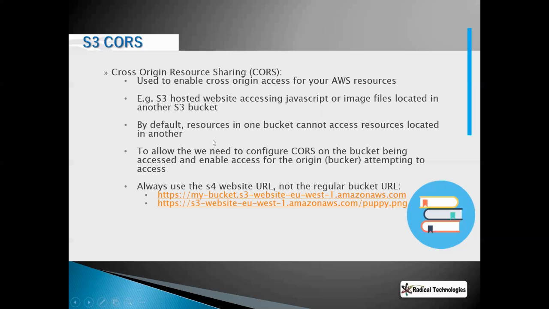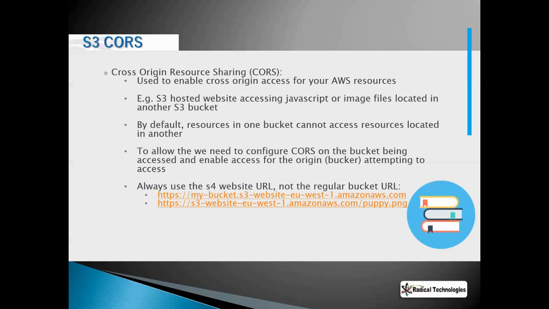By default, a resource in one bucket cannot access a resource located in another. I told you one bucket's data won't be able to access the second bucket's data. To allow this, we need to configure CORS on the bucket being accessed and enable access for the origin that needs to access it.